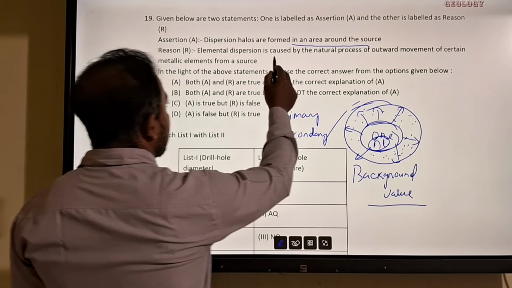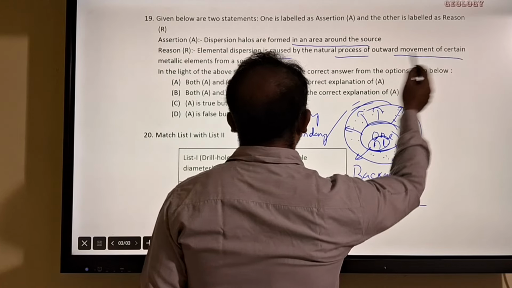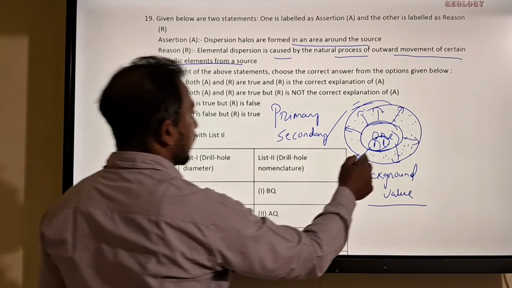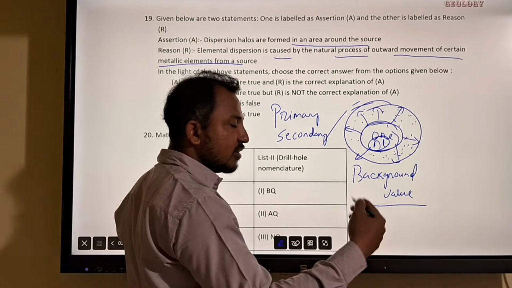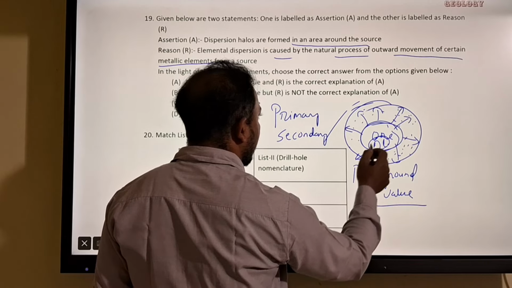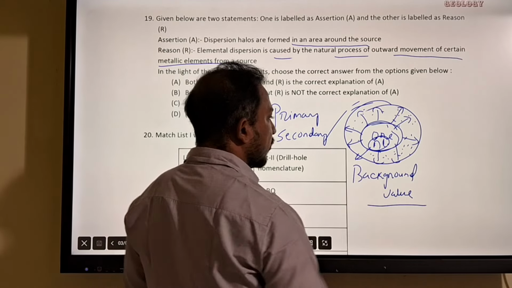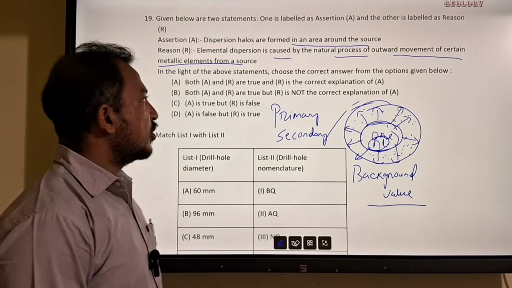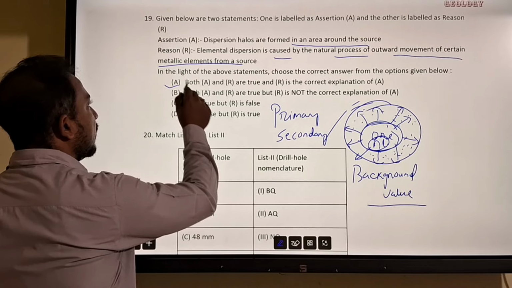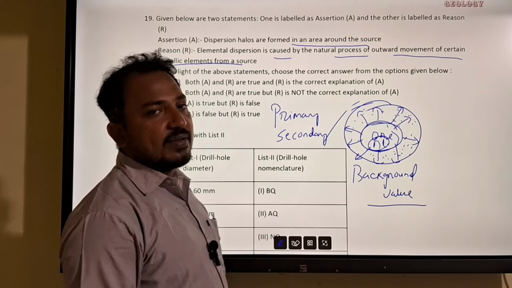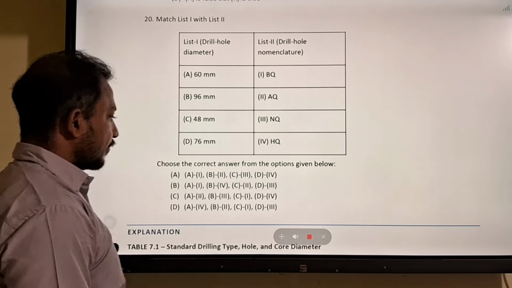So elemental dispersion is caused by natural processes, the outward movement of certain metallic elements from the source. It is produced by weathering and erosion, that is a natural process where there will be outward movement of the source mineral from the main source. That's why both A and R are true, and R is the correct explanation of A.